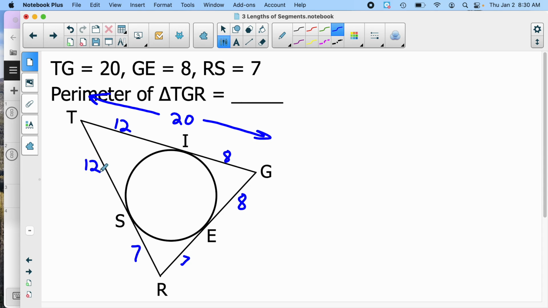And then when I add things around the perimeter, let's see, 12, 27, I think I get 54 as my perimeter when I add up all those sides. So that's the power of a point. It's really a cool thing to do.